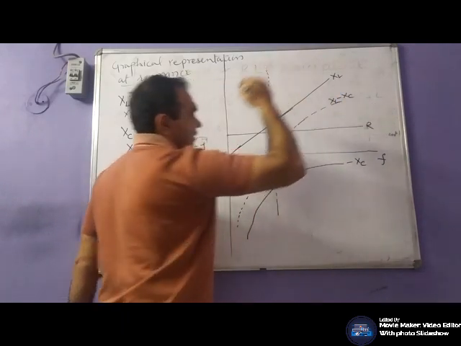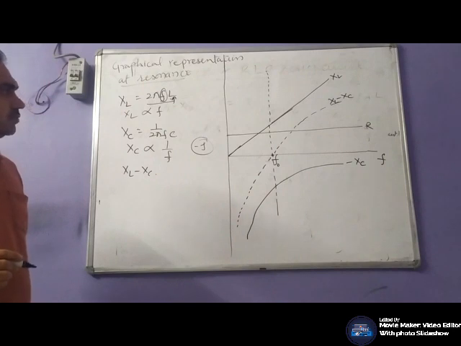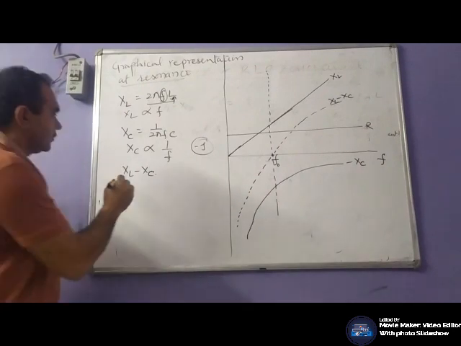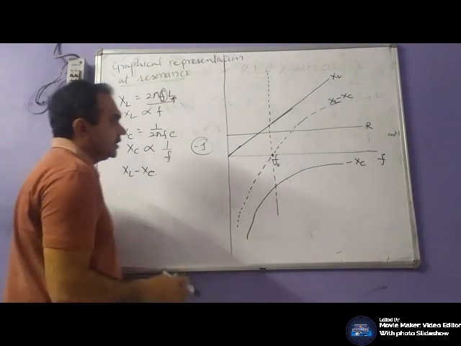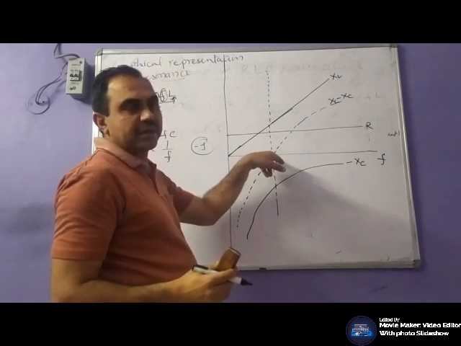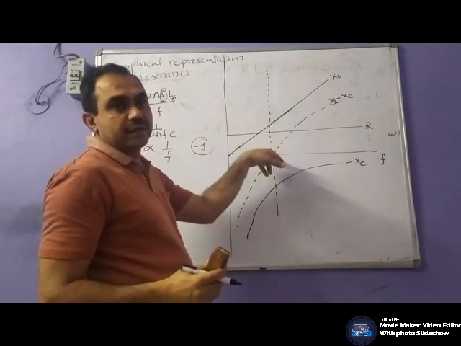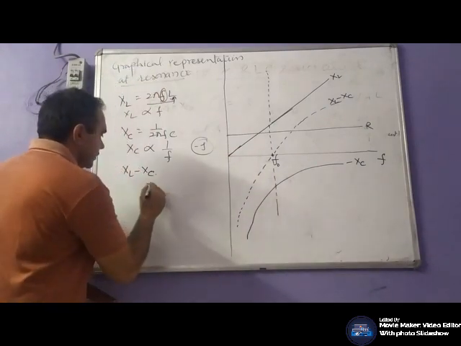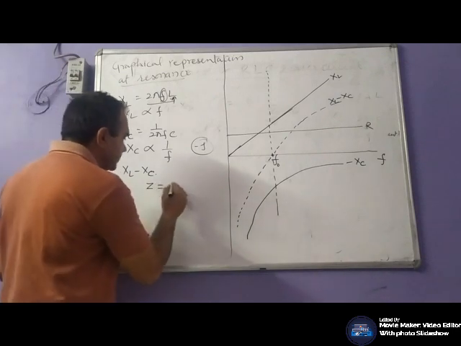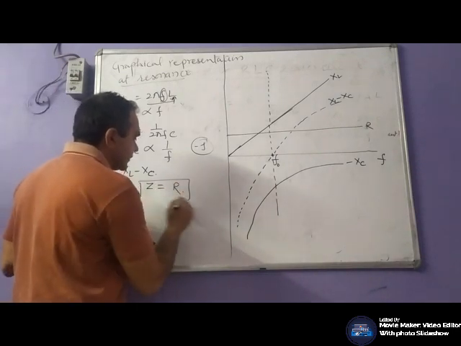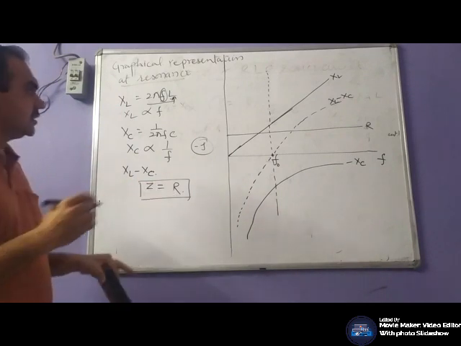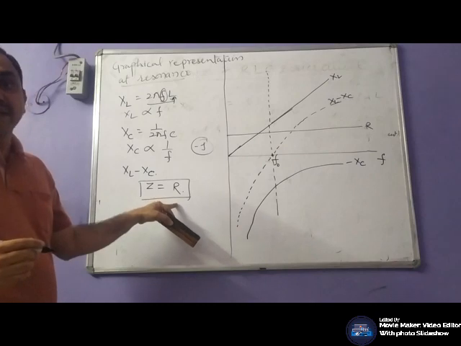XL minus XC. Now, with the variation in the frequency, your reactance varies, and at resonant frequency it becomes 0. And with the variation of the reactance, your impedance varies, and your impedance would be minimum at R. And your impedance would be minimum means your current would be maximum.